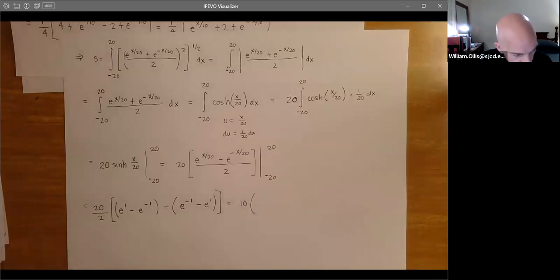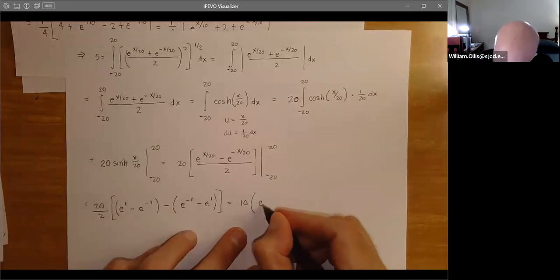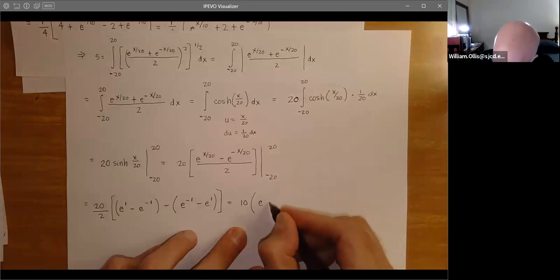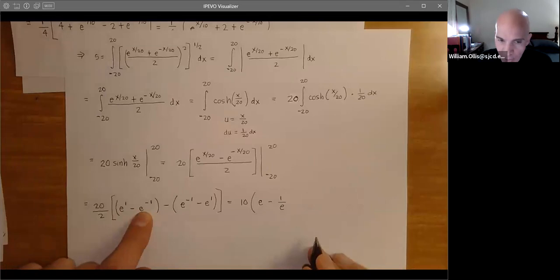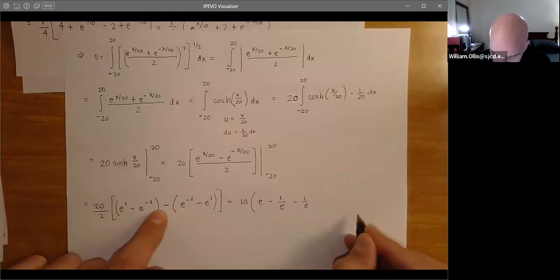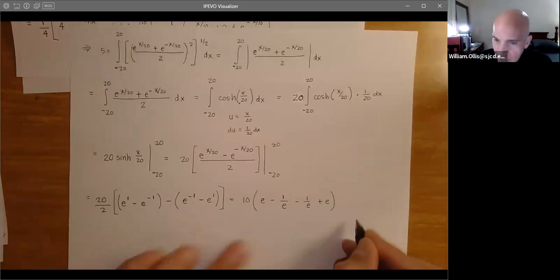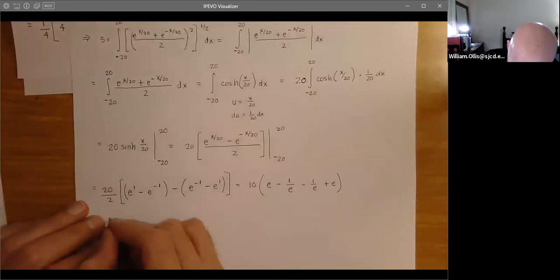So we get 10. So let's see here. Oh, and then we're going to get some 2's here. So let's go ahead and distribute these. So we have E to the 1, or just E, minus 1 over E. We'll go ahead and write that as 1 over E, if you like. And then we have another 1 over E, minus 1 over E. And then we have a minus minus, so we have plus an E. So actually, we're going to get another factor of 2, which kind of surprised me.